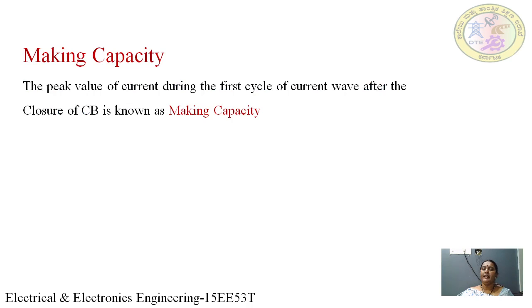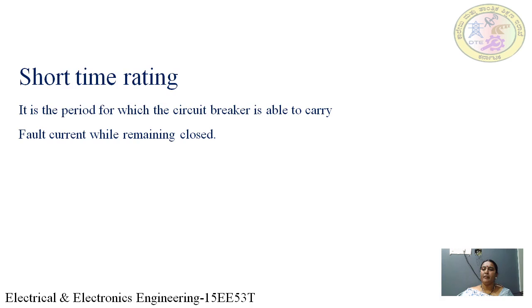Next, the making capacity. This is also a current, but in terms of a peak value, during the first cycle of current wave after the closure of the circuit breaker. All the capacities, that is the making capacity, breaking capacity and short time rating, are in terms of current. One is the RMS value of current and another is the peak value of current.